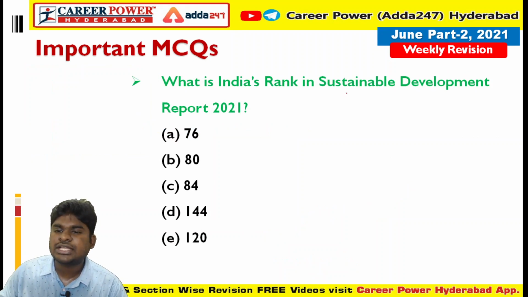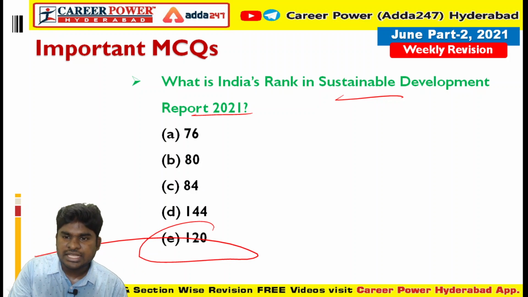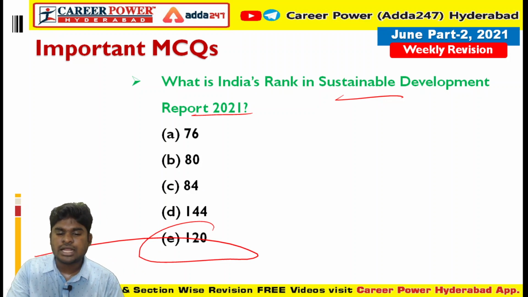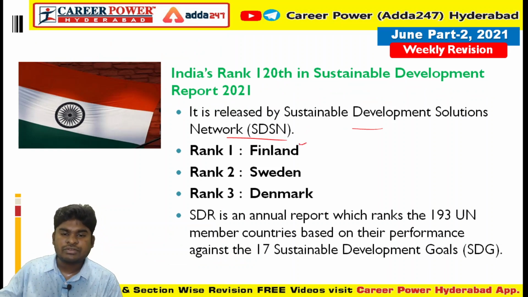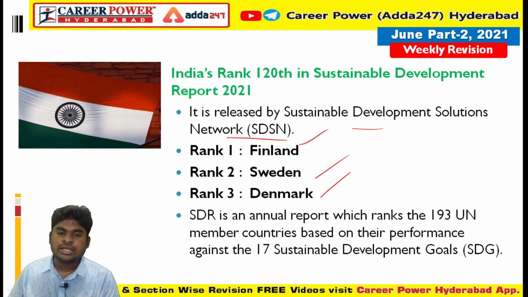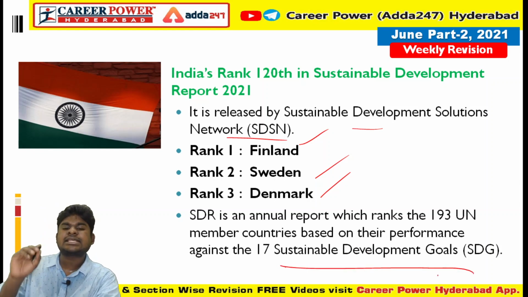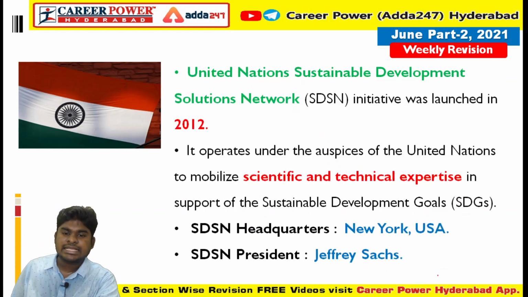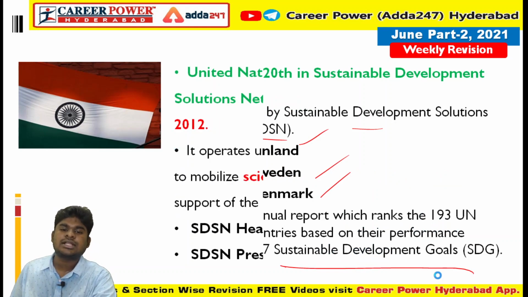So what is the rank of India in the Sustainable Development Report 2021? Answer is 120. This report is released by the Sustainable Development Solutions Network. Rank 1 Finland, rank 2 Sweden, rank 3 Denmark. This report ranks the 193 UN countries based on their performance against the 17 Sustainable Development Goals, and India is ranked 120.